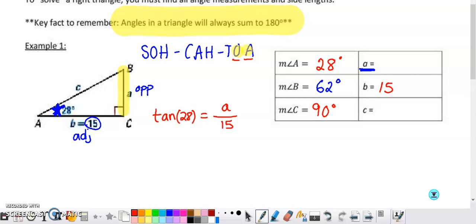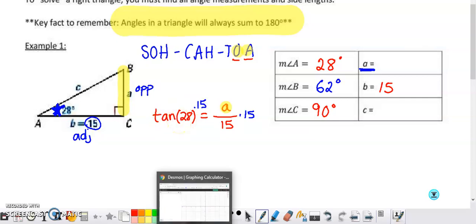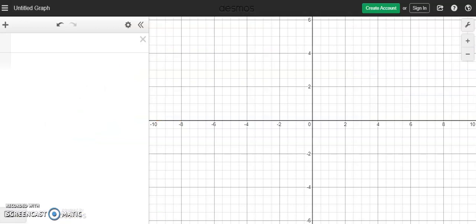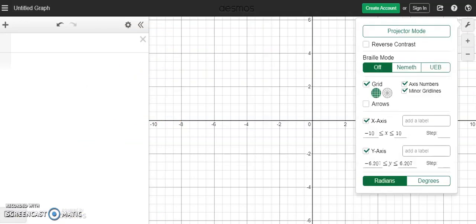From here, think of this just as an Algebra 1 equation. Do anything you have to in order to solve or isolate the variable, A. In this case, to do that, we just have to multiply by the denominator on both sides so that we keep the equation balanced. So I'm going to go over to Desmos here and figure out what 15 times the tangent of 28 is. All right, now it's important when you open Desmos, you go to this wrench over here.